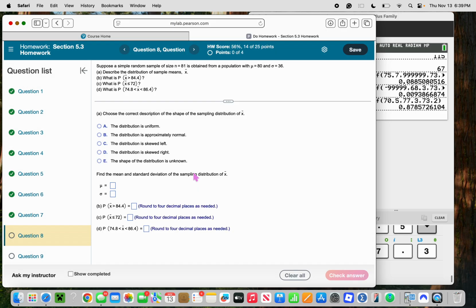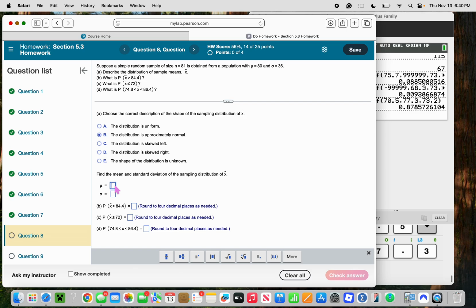Okay, so suppose a simple random sample of size 81, so that's large enough to be approximately normal because it's greater than 30, is obtained from a population with an average of 80 and a standard deviation of 36. Describe the distribution of the sample means X bar. The shape of the distribution is unknown. That is true of the population, but of the sampling distribution, we know it's approximately normal because this is larger than 30.